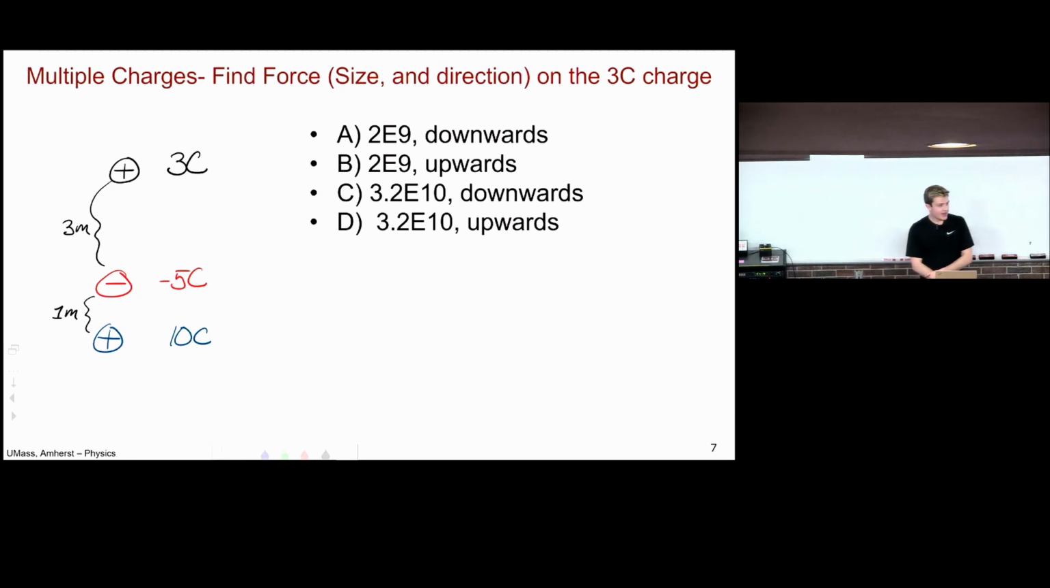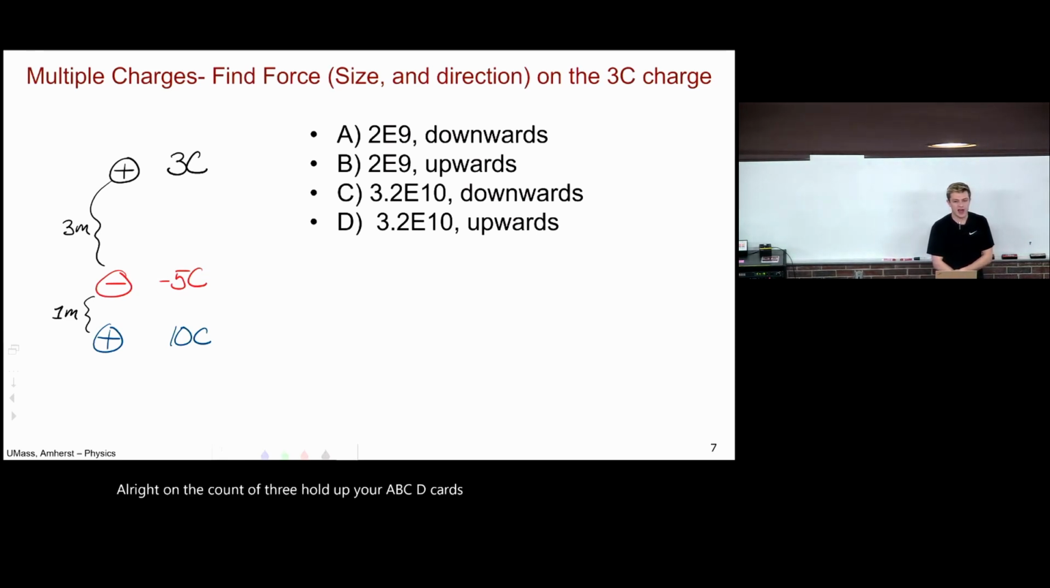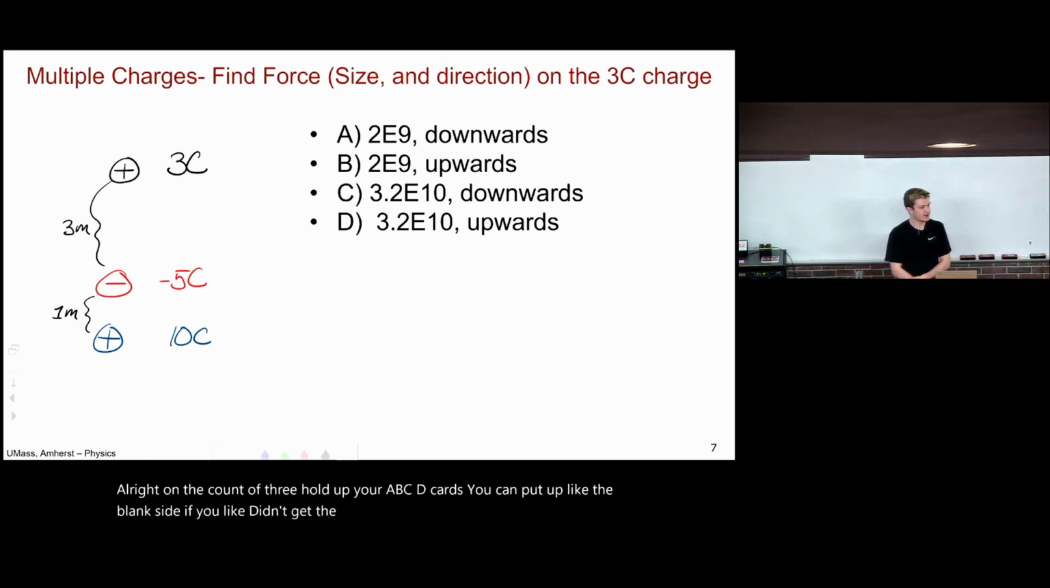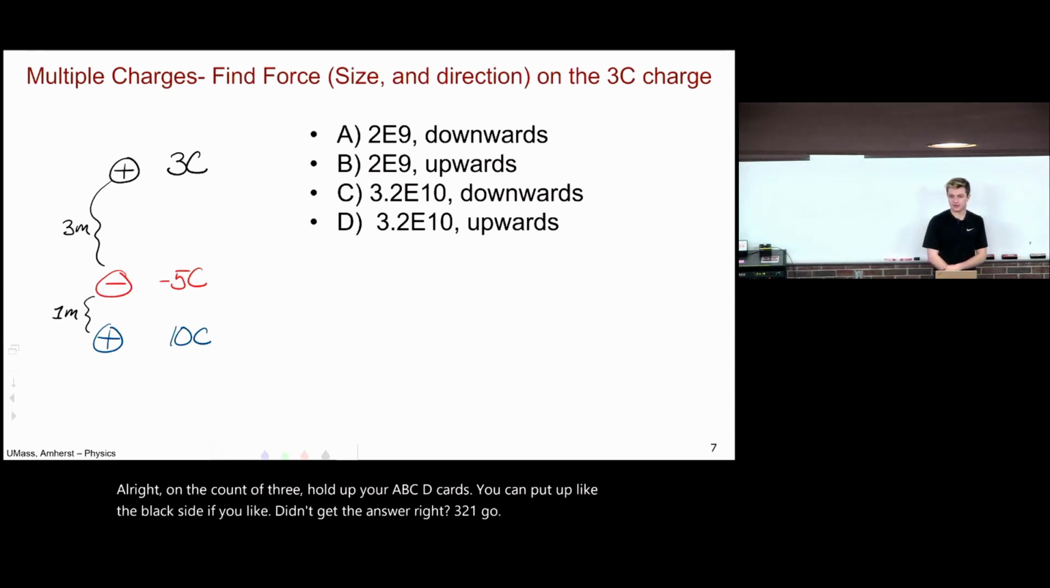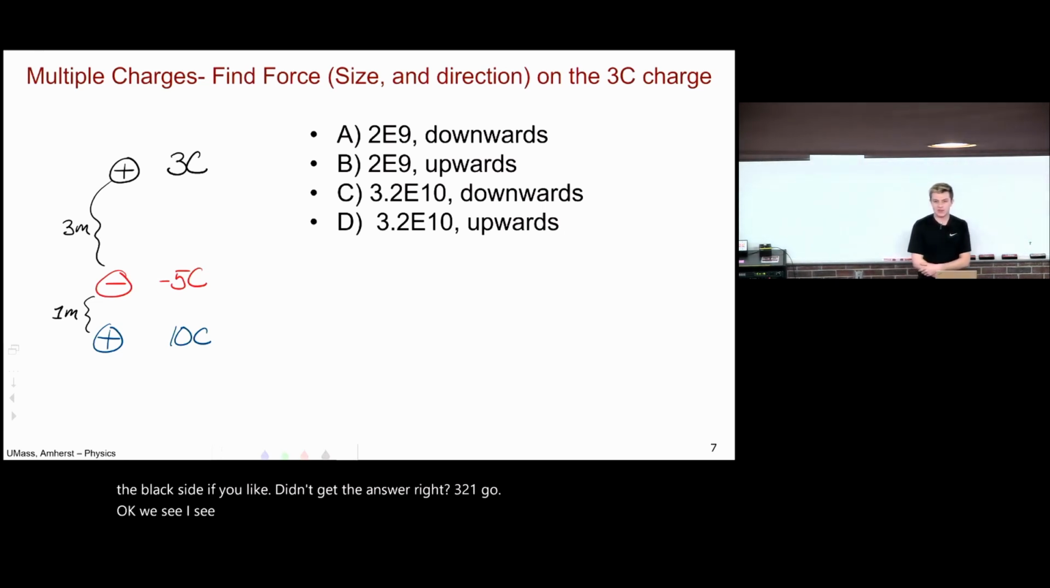All right, on the count of 3, hold up your ABCD cards. You can put up the blank side if you didn't get the answer. All right, 3, 2, 1, go. Okay, I see a splattering between A, B, and C. The answer is A.